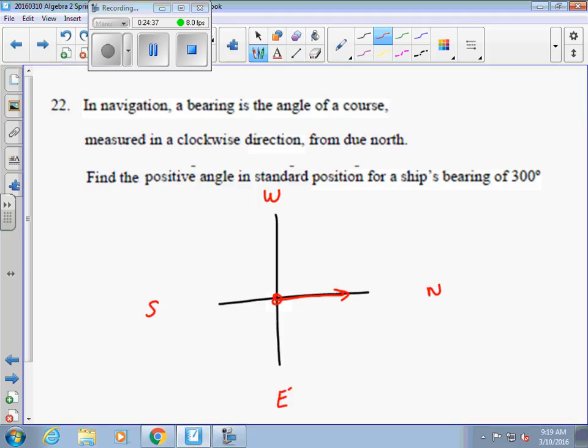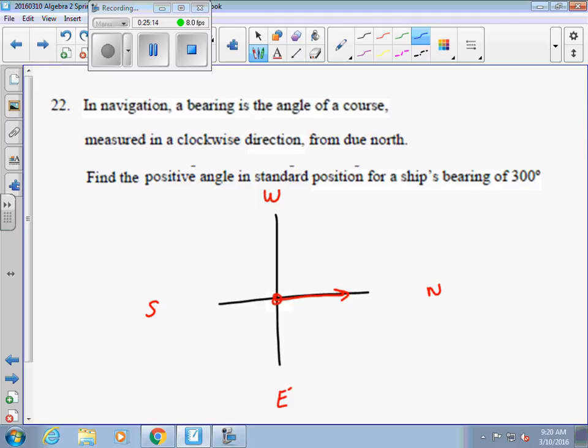North, south, west, and east. It says it's positive 300 degrees. So if your ship represents your terminal side, it's going to be at 300 degrees. You know that it says clockwise direction, so that's opposite of 300 degrees, or what its bearing is. So it's going to go clockwise.